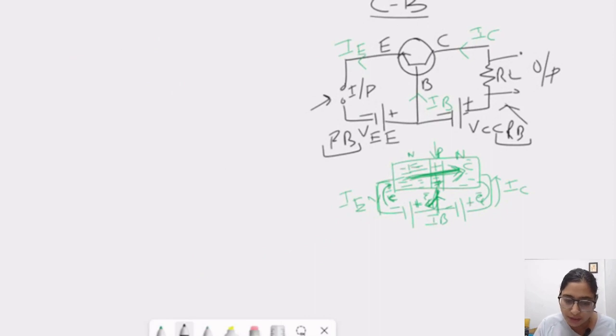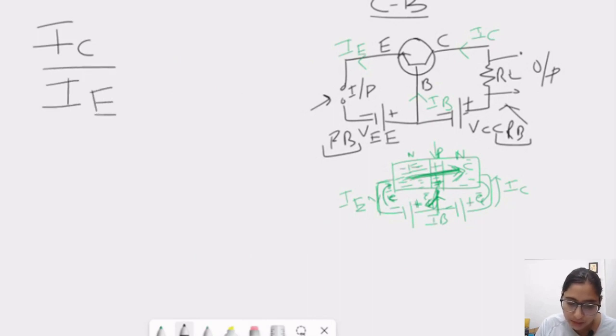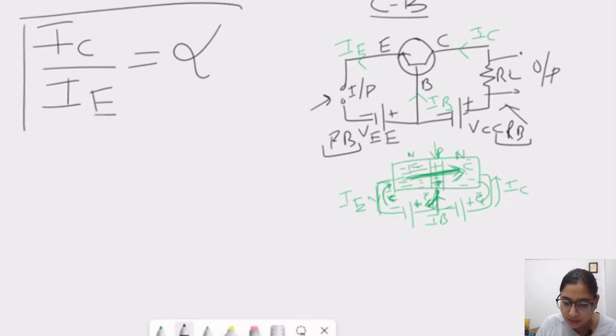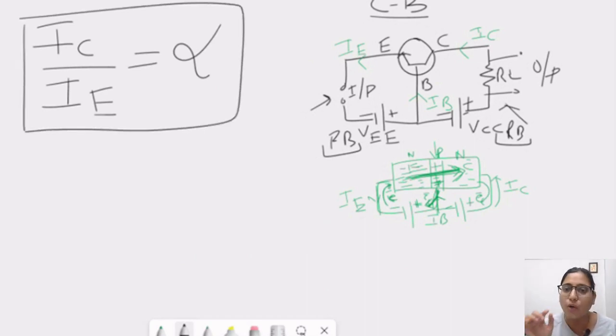So the ratio of collector current IC, which is nothing but the output current, to IE, the input current, is nothing but the current amplification factor, which is considered as alpha. So this is our current amplification factor, which is the ratio of output current to input current. Here the output current is IC and the input current is IE.